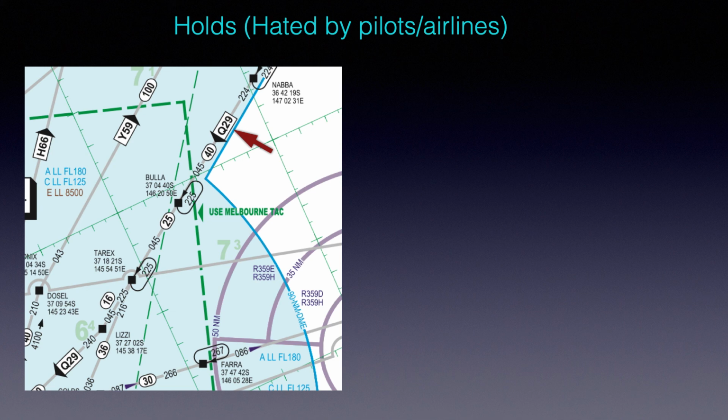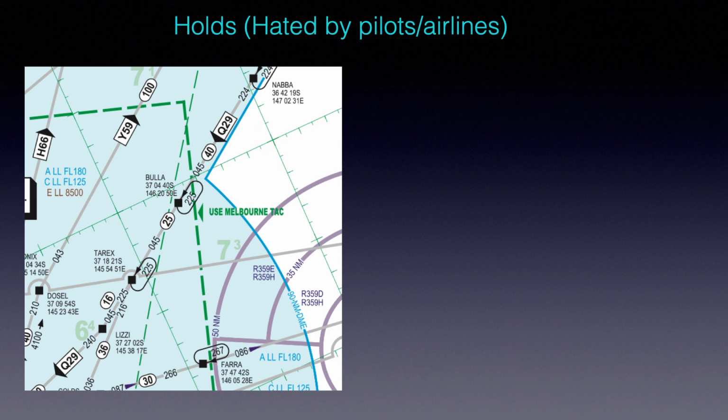And as I said, holds are hated by pilots and airlines, especially airlines, because of course it costs money. You're burning fuel. Airlines want to make a profit. And as I was saying, this chart is from the, I'm trying to think of the actual name of the chart. It's not a visual terminal chart, it's not a visual chart. It's an en route chart. Hopefully I'll put the name in the description.